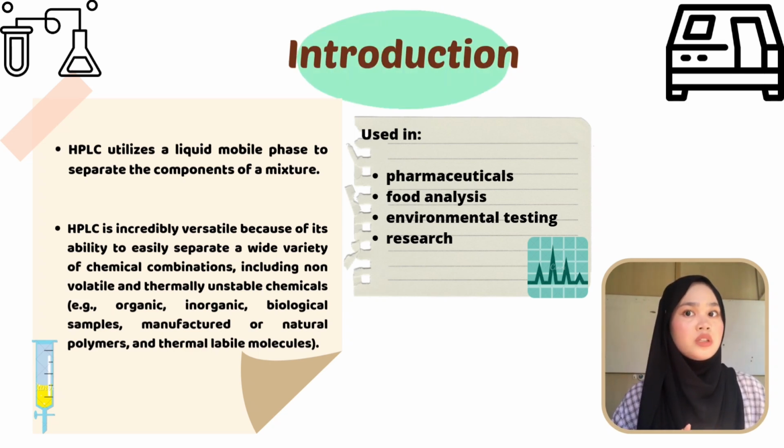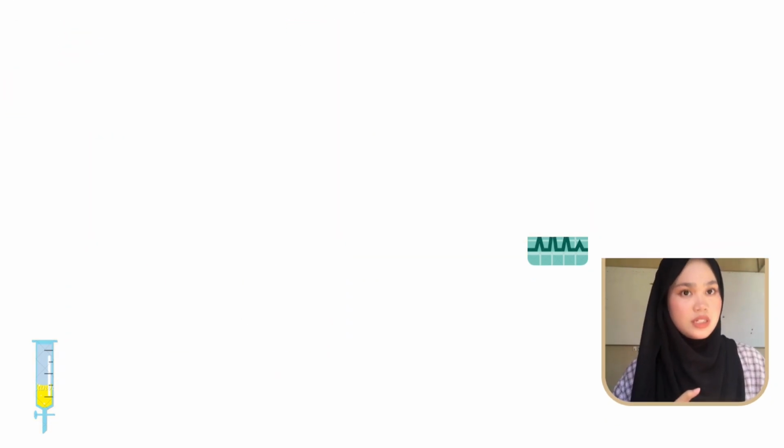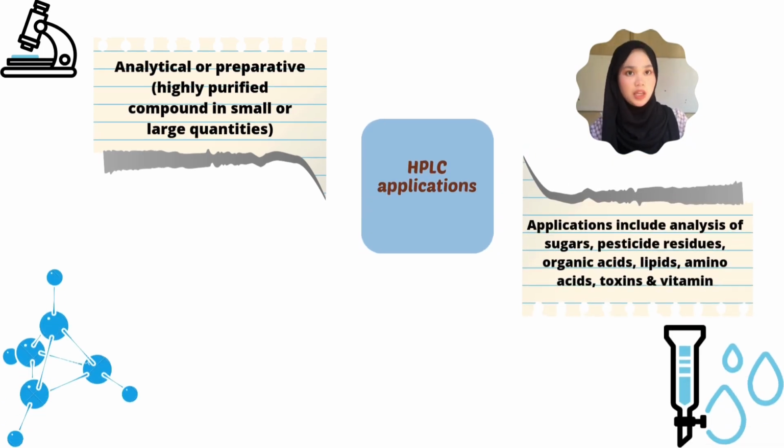HPLC is used in pharmaceutical, food analysis, environmental testing, and research. Next, for HPLC application, any compound with solubility in a liquid can be used as a mobile phase. And then, analytical or preparative, like highly purified compound in small or large quantity. Applications include analysis of sugar, pesticide residue, organic acids, lipids, amino acids, toxins, and vitamins.